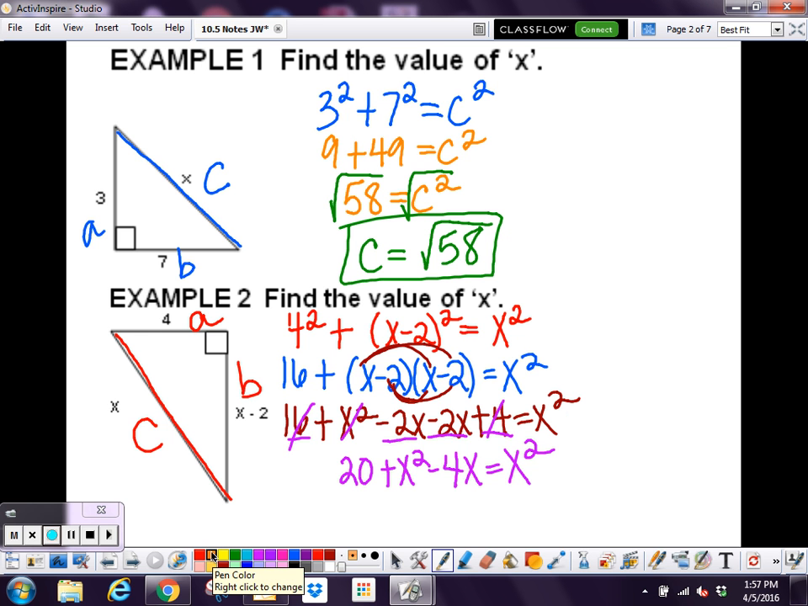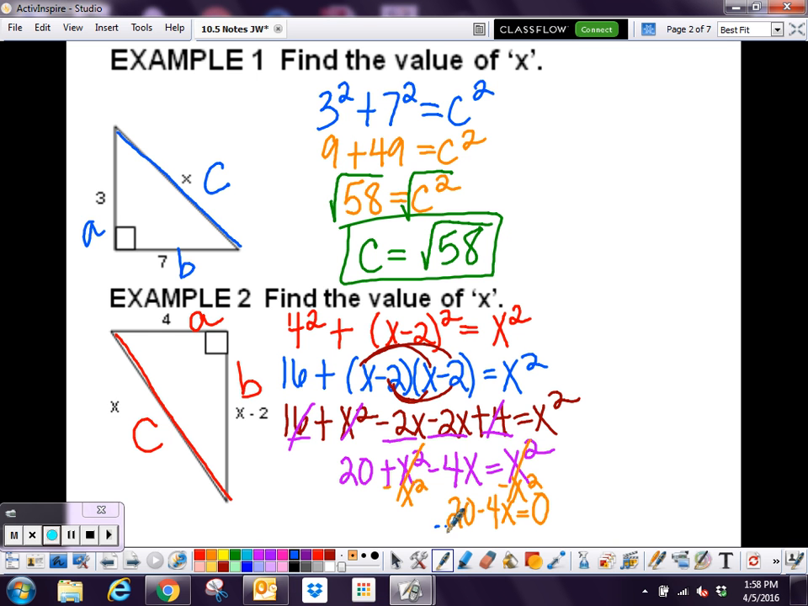I still have to keep solving this. So I have an x squared on both sides of the equal sign, so I'm going to get those together. So I'm going to subtract x squared. Okay, so that leaves me with 20 minus 4x is equal to 0. I don't have anything over there anymore.